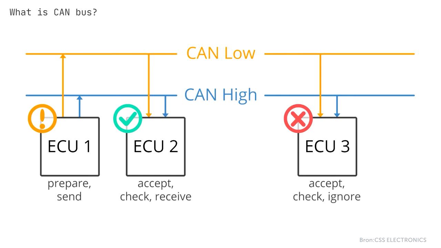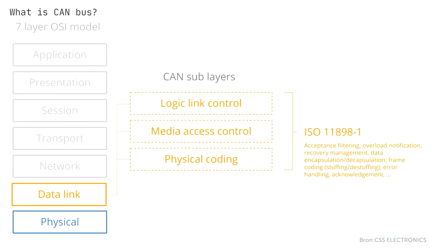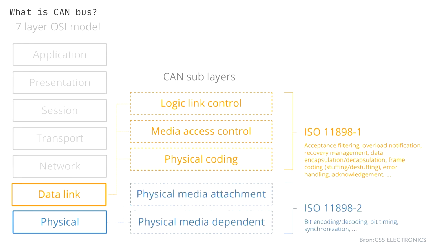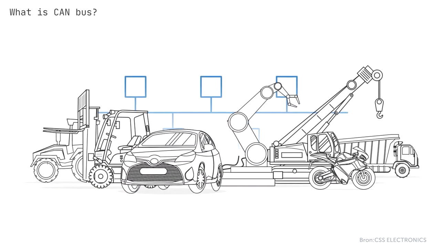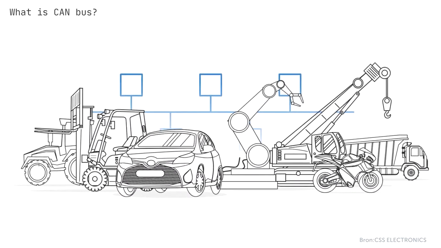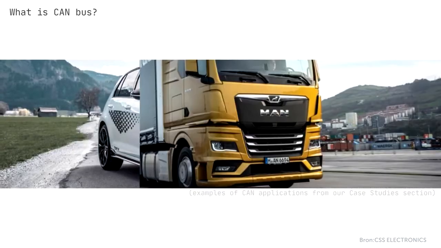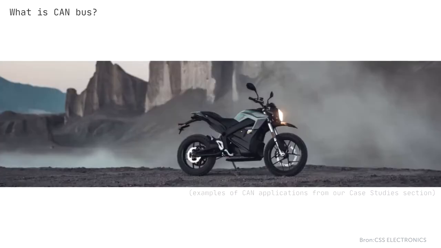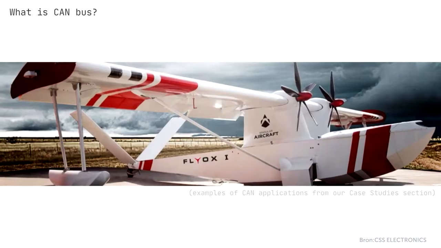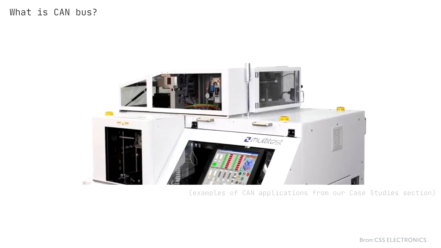In more technical terms, the controller area network is described by a data link layer and physical layer. Specifically, ISO 11898-1 describes the data link layer, while ISO 11898-2 describes the physical layer. Today, CAN bus is standard in practically all automotives, like cars, trucks, buses, tractors, bikes, as well as ships, planes, EV batteries, machinery, and more.